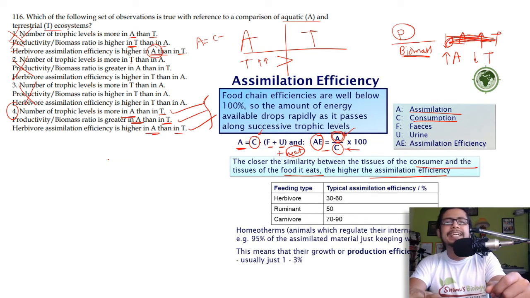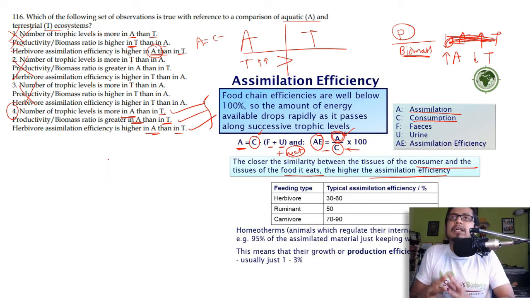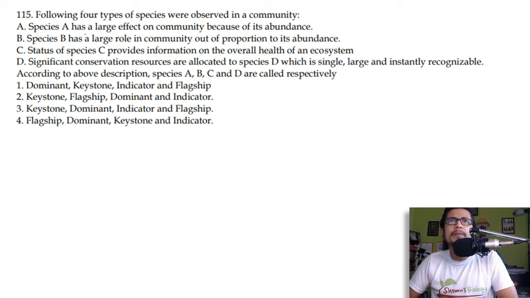You know, this question cannot be answered if you don't have a clear understanding of assimilation and assimilation efficiency. But even without knowing assimilation efficiency, knowing these two terms, that the number of trophic levels is more in A than T and herbivore assimilation efficiency is higher, you need to know these two important properties, and also need to know that the productivity by biomass ratio should be more in the aquatic environment. Then only you can answer this question. So it's a tricky one, not for everyone, not for every single preparation strategy, but still it's a good question.